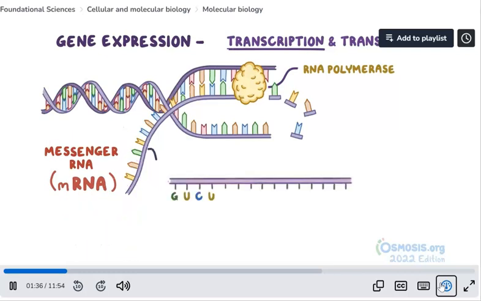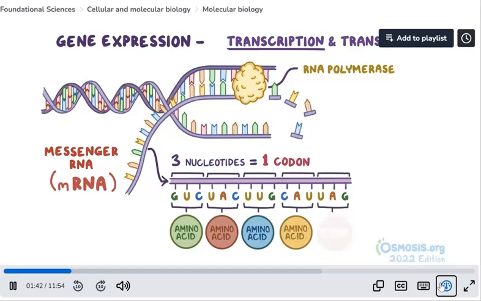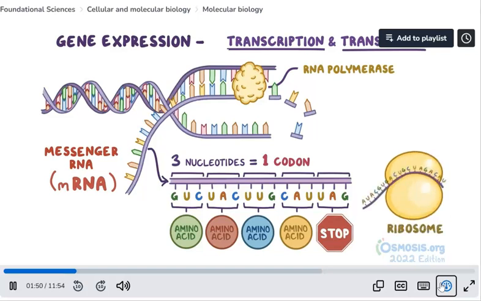This message is encoded so that any three nucleotides equate a specific codon, which codes for an amino acid, or is a stop codon, which means that the protein is complete. In translation, specialized proteins in the cytoplasm, called ribosomes, use the mRNA template to create a string of amino acids that make up the protein.